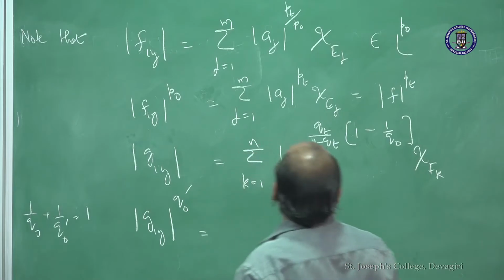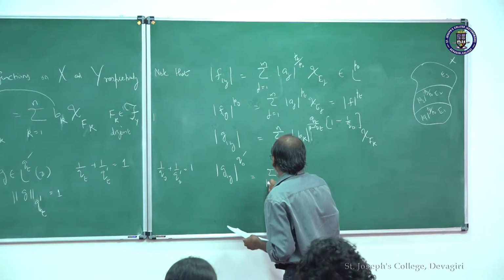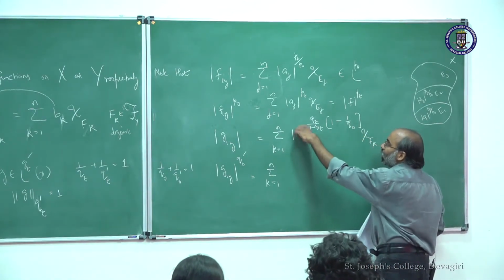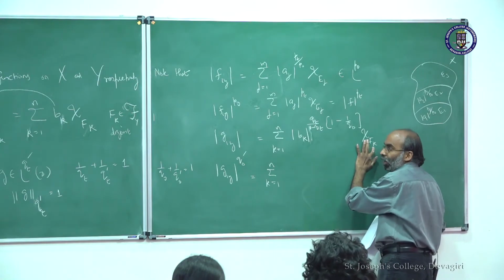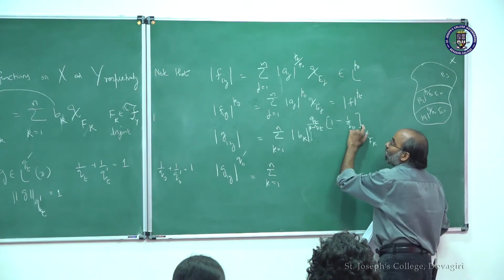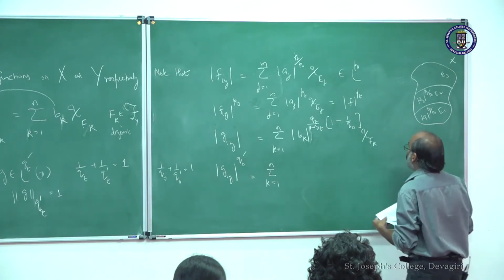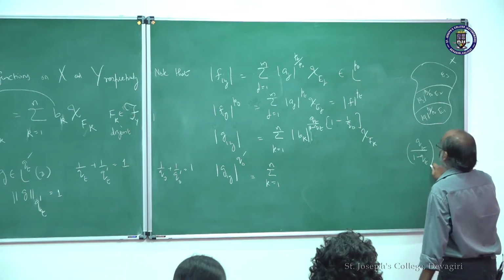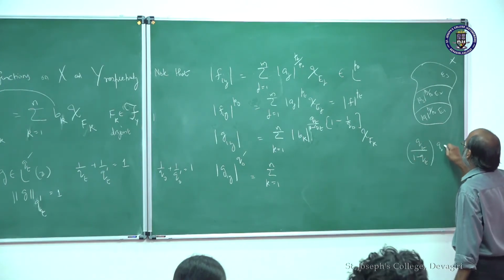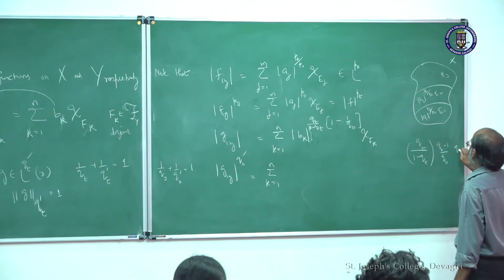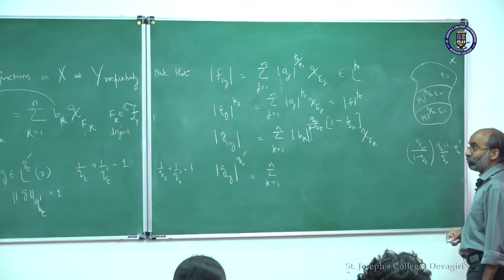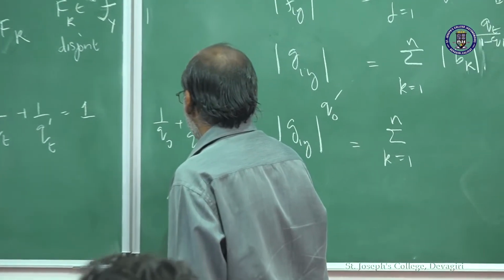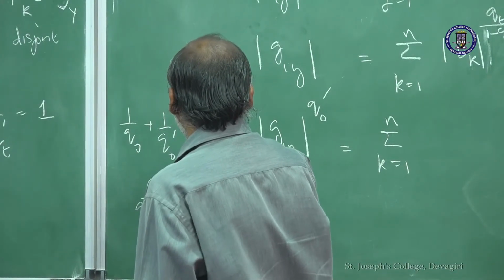This would be equal to the summation k equal to 1 to n. Again, how do I take the power? Well, I simply take the power in the coefficient, because these are disjoint. Now, when I take the power q naught prime, that gets multiplied here. So what does that give? Qt by 1 minus Qt times q naught minus 1 by q naught into q naught prime. What is q naught prime? Well, q naught prime is q naught divided by q naught minus 1. This is q naught prime.